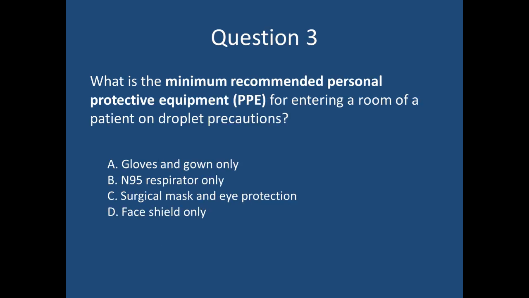Question number 3. What is the minimum recommended personal protective equipment for entering a room of a patient on droplet precautions? A. Gloves and gown only, B. N95 respirator only, C. Surgical mask and eye protection, and D. Face shield only. And the answer is C. The minimum recommended PPE for entering a room of a patient on droplet precautions is surgical mask and eye protection.